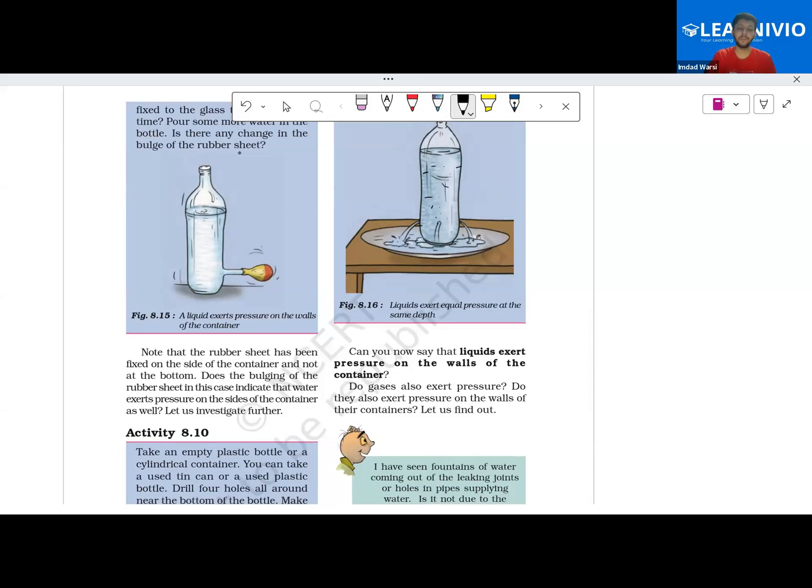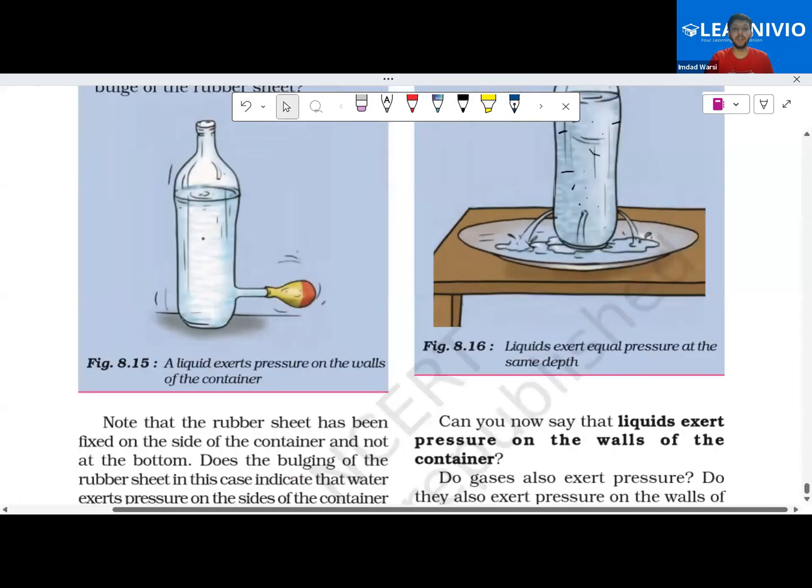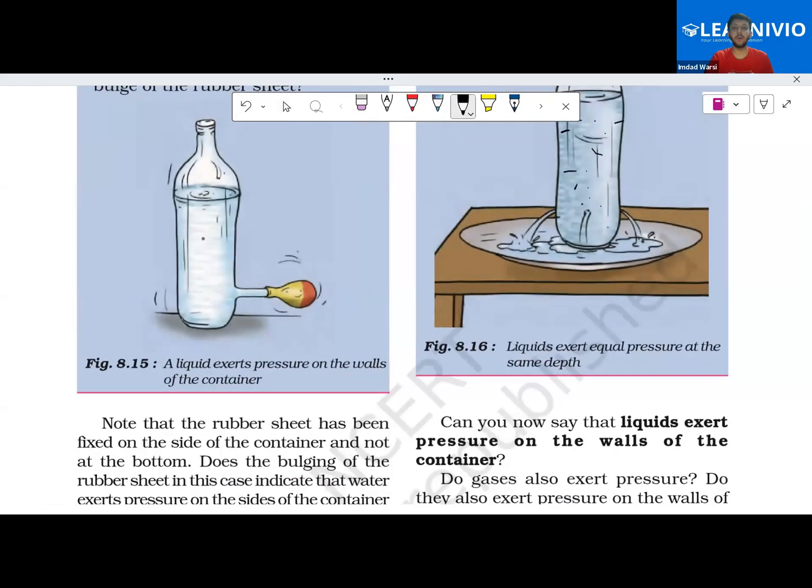You tell me, there is contact between water and bottle, right? The surface of the bottle and the water are in contact from inside. So when they are in contact, there would be some sort of force acting between the water and the bottle container. That is what the statement here says, that a liquid, so water is basically a liquid, a liquid exerts pressure on the wall of the container.